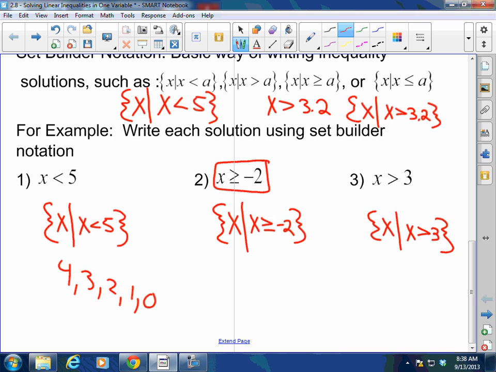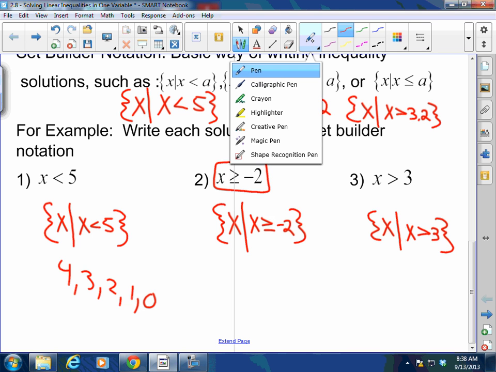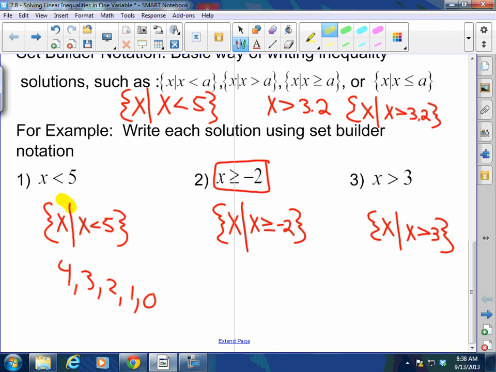Okay, good. So the only thing that we really added here, guys, if you really think about this, was this part here, right? That's the new part. The braces and the x and that line defining it. That's it. Okay, so nothing new there.